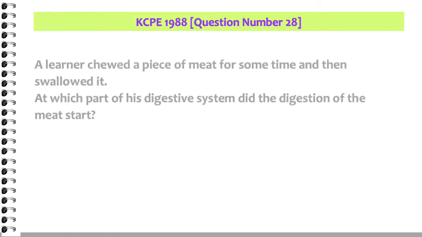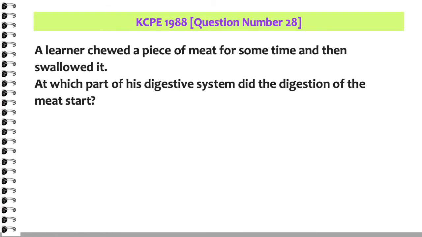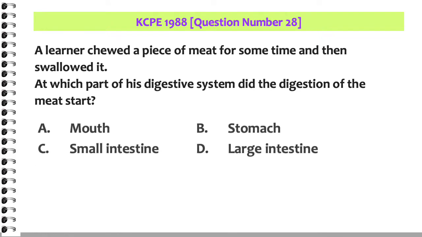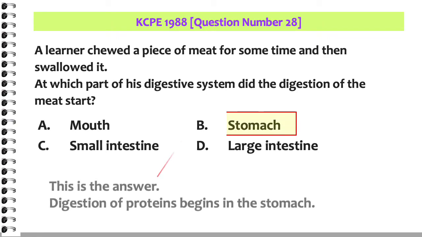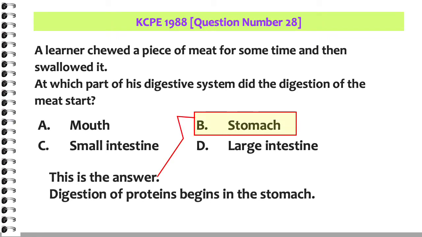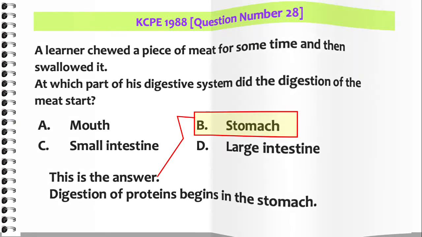A learner chewed a piece of meat for some time and then swallowed it. At which part of his digestive system did the digestion of the meat start? A. Mouth, B. Stomach, C. Small intestine, and D. Large intestine. This is the answer. Digestion of proteins begins in the stomach.